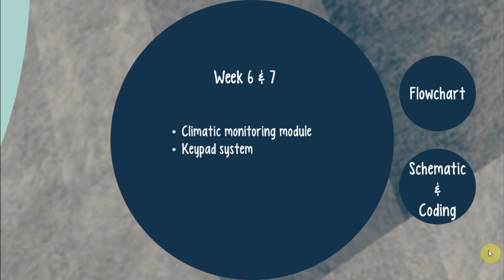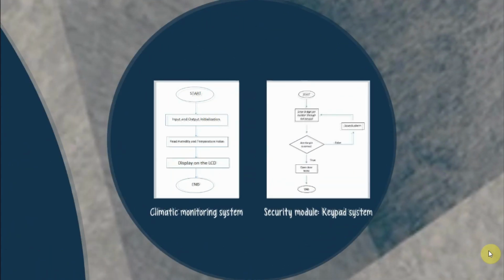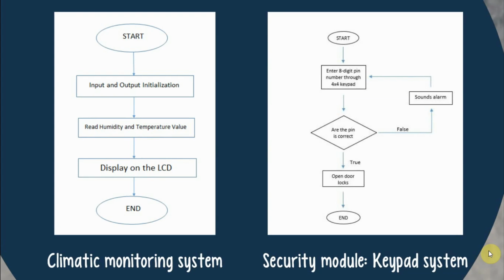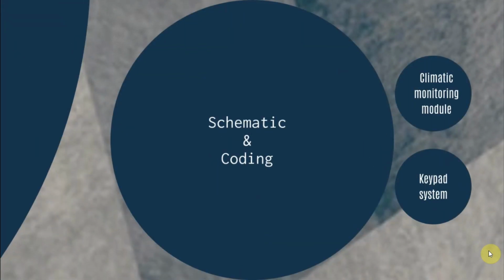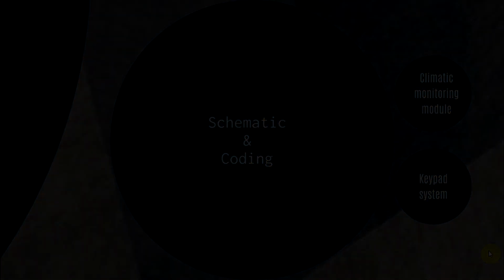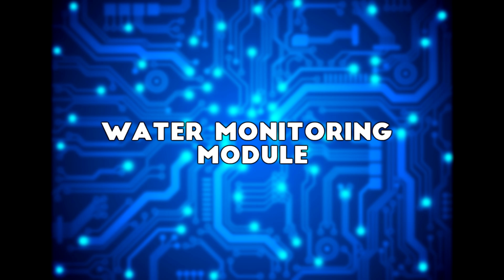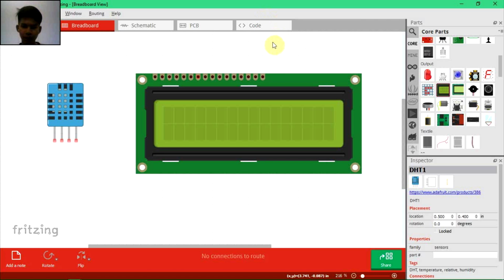For week 6 and week 7, we are focusing on developing a climatic monitoring module and the keypad system for the security. Here is the flow chart of the climatic monitoring system and the security module keypad system. Next, we will see the schematic circuit and coding for the climatic monitoring module and the keypad system for the security.